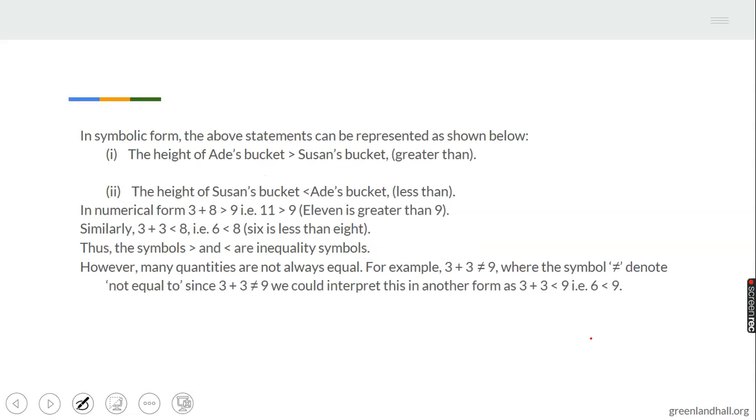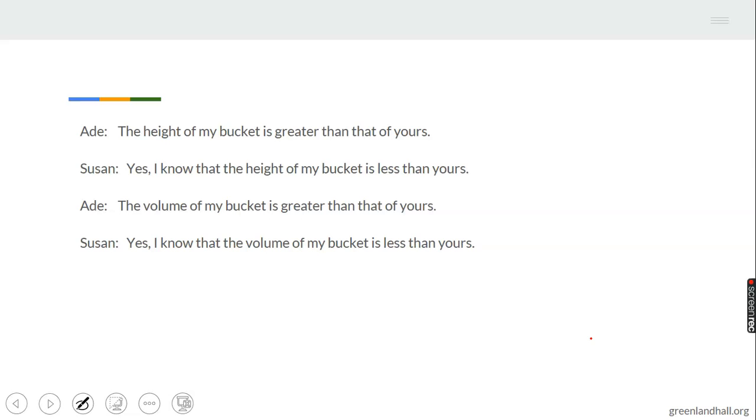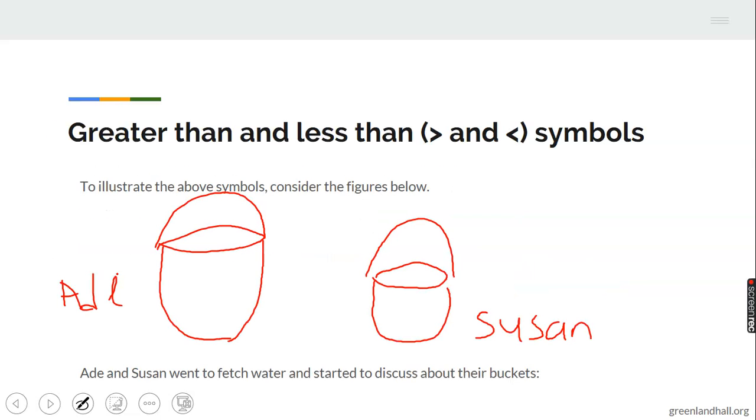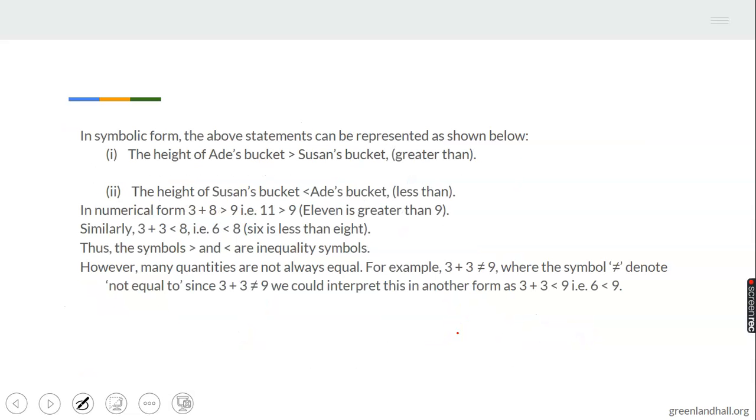Now, let's look at some things. In symbolic form, the above statements can be represented as shown below. Number one, the height of Ade's bucket is greater than the height of Susan's bucket. Is that true? This is the height of Ade's bucket, and this is the height of Susan's bucket. Yes, that is very, very true.